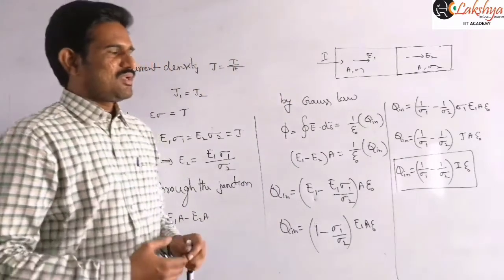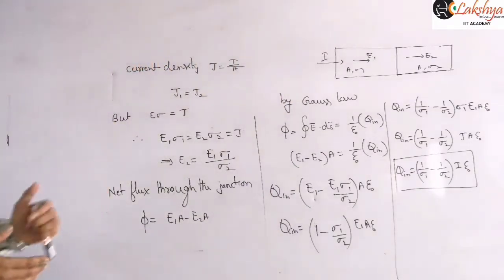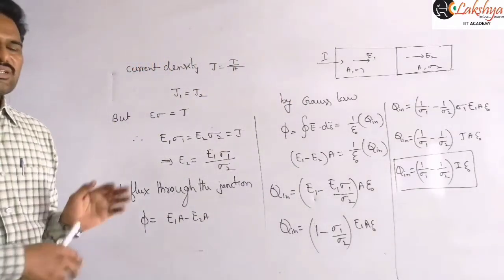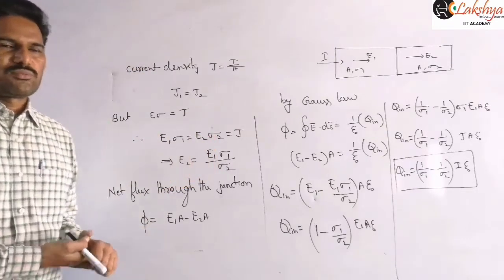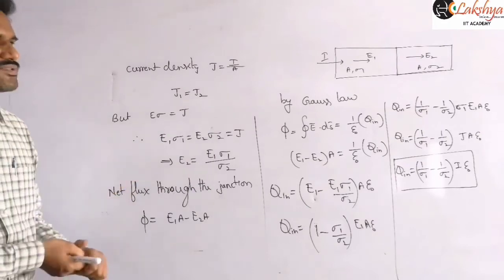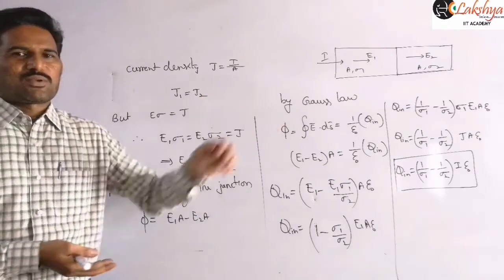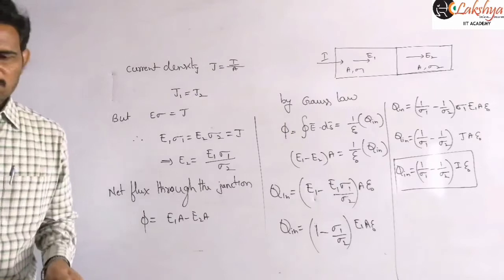So that is a simple charge-enclosed-at-the-junction calculation. That means it is a combination of current density and Gauss law. When different conductors are joined together, we apply Gauss law like that. Got it? And next.